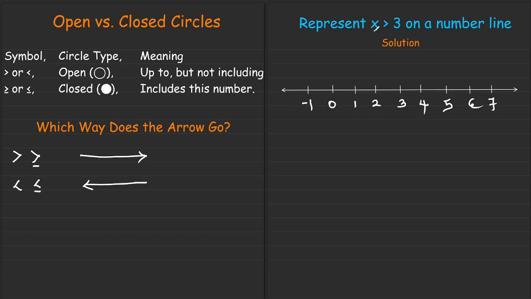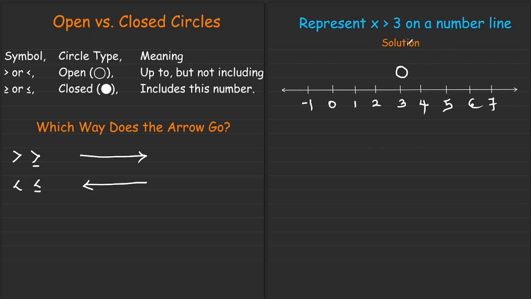Now it says x is greater than 3. So we take note of the 3, and that is where the circle is going to be. So we put our circle on 3. But is it going to be a closed circle or an open one? It's going to be an open one because it is greater than. Remember, we said for greater than and less than, the circles are always open. For greater than or equal to and less than or equal to, that is when we use our closed circles. So with that said, all I need is my open circle.